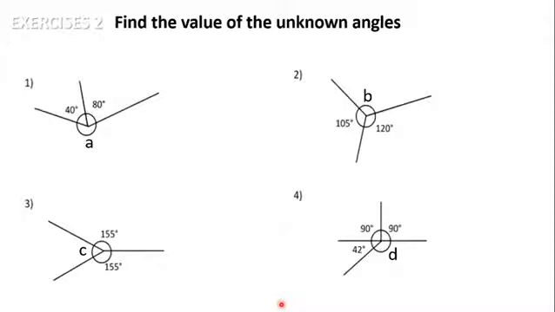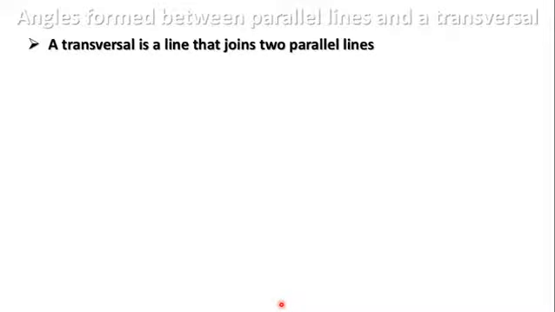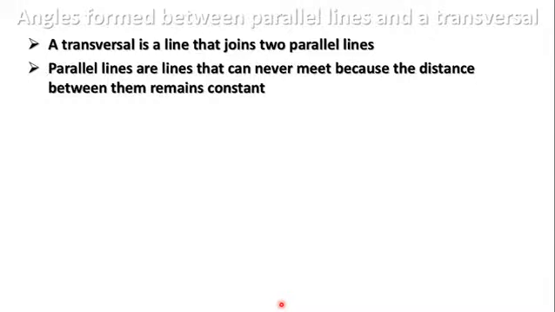Now let's look at the angles that are formed between parallel lines and a transversal. First and foremost, let's define what a transversal is. A transversal is a line that joins 2 parallel lines. And then what are parallel lines? Parallel lines are lines that can never meet because the distance between them remains constant. So if the distance between 2 lines remains the same, no matter how long you drag them, it means that those 2 lines will never meet. And that makes them parallel lines.